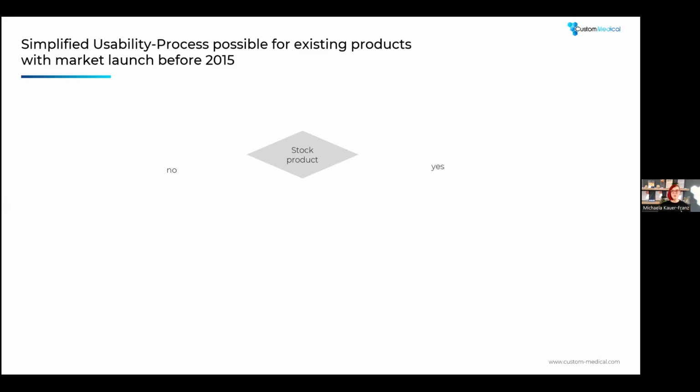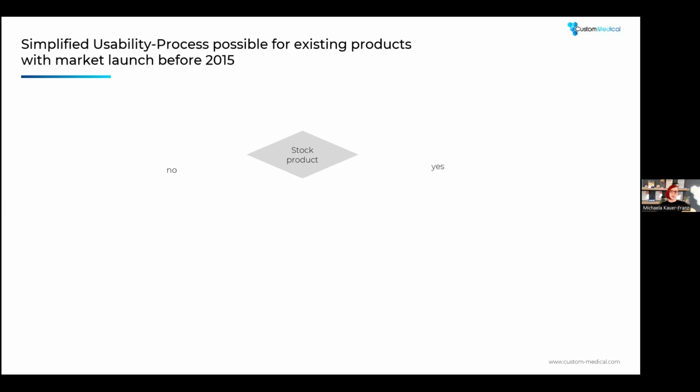Why the magical number 2015? That's quite simple. It's just because in 2015, the current version of the usability engineering standard was released. So the version which we are referring to, which is now in the 2021 version.